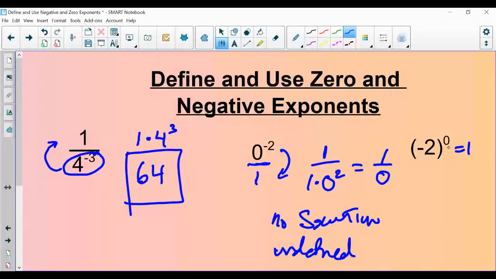I already did this one as I was talking about this problem here. Anything to the 0th power is 1. Negative 2 to the 0th power, 1. 4 to the 0th power, 1. 100 to the 0th power, 1. Should be an easy one on your test.